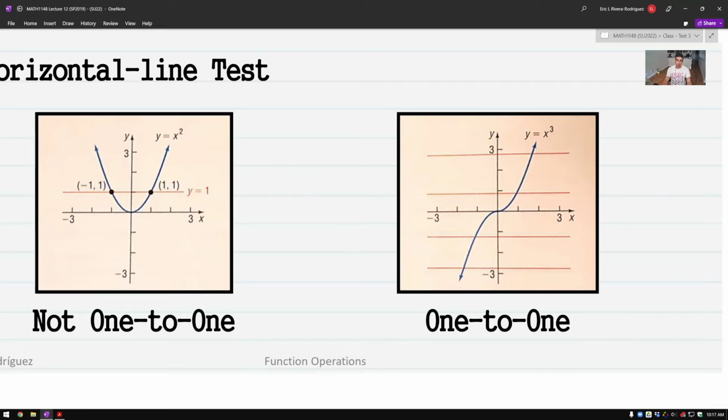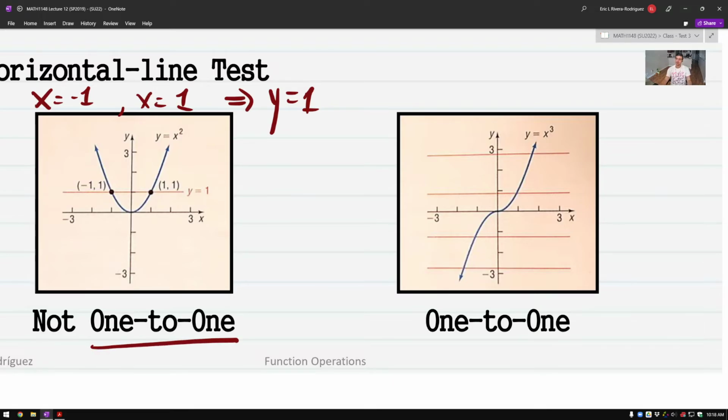On the left side we have a function that is not one-to-one. Why? Because for different x values, we have x equals -1 and x equals +1. Both input values give us only one y value, which is y equals 1. So this is not a one-to-one function, because we cannot map a specific x value with a specific y value.